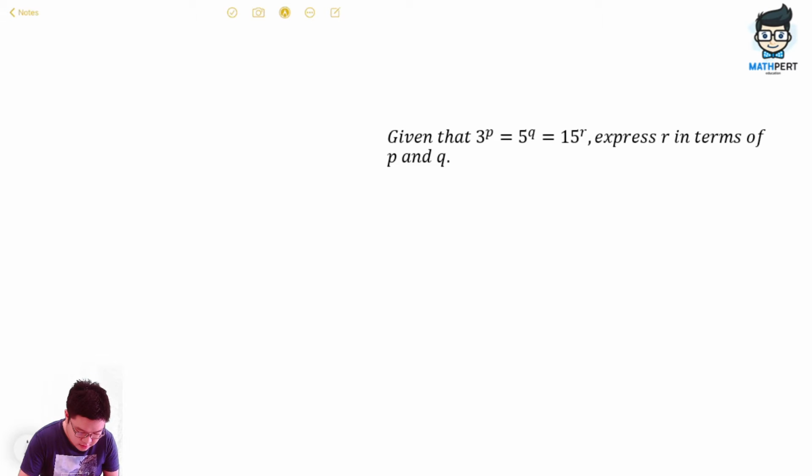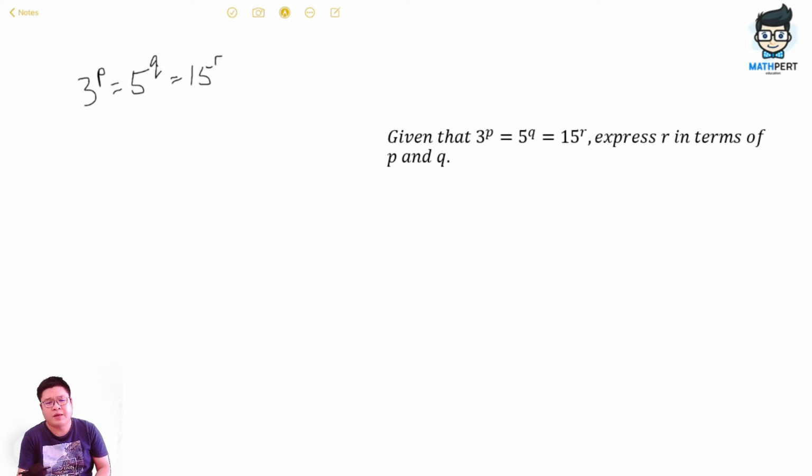So we are given 3 power p equals to 5 power q equals to 15 power r. Okay, express r in terms of p and q. So we need to remove these 3, 5, and 15. Since these 3 equations are equal, I can give it a k. So this k is something that I give to these equations. So in the end, I will remove the k.